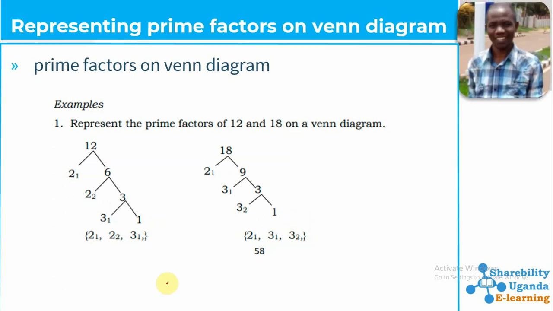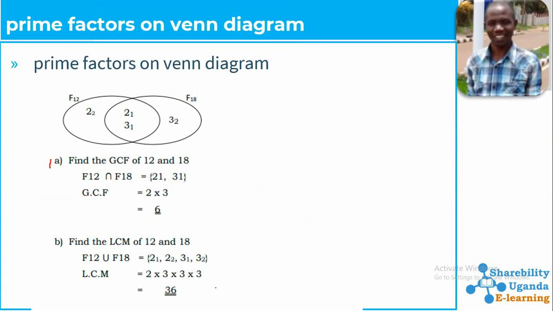So this simply means that for us to find the greatest common factor of 12 and 18, we look at our 2 here and our 3 here. So we just multiply them. When we multiply them, we shall be able to get our final answer.